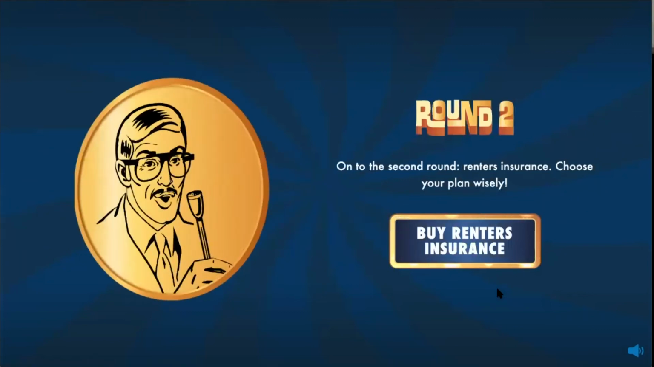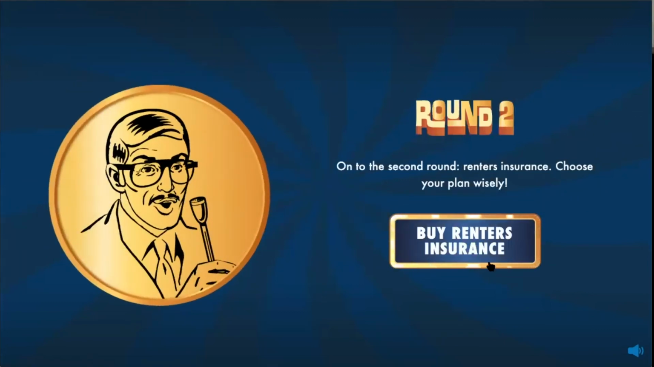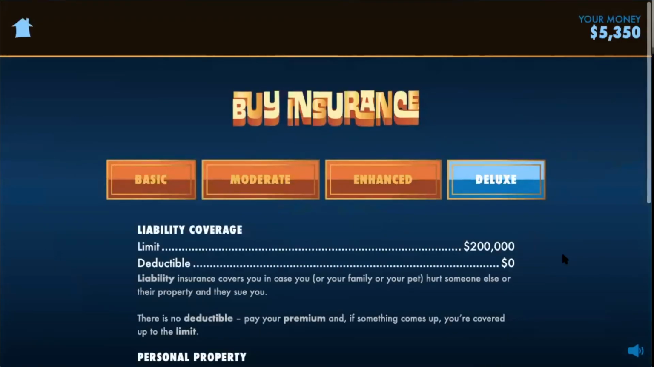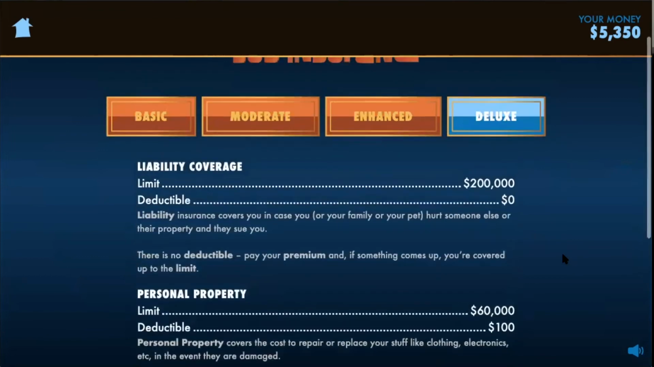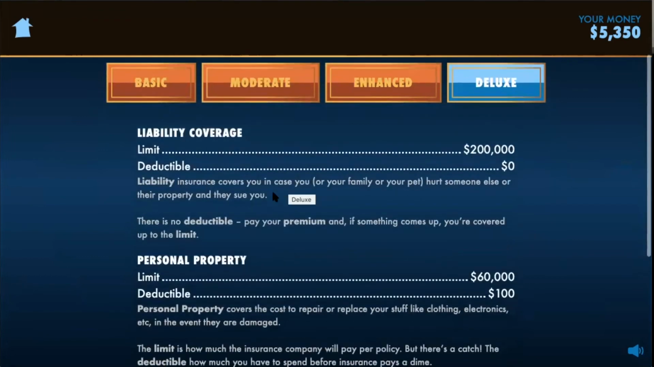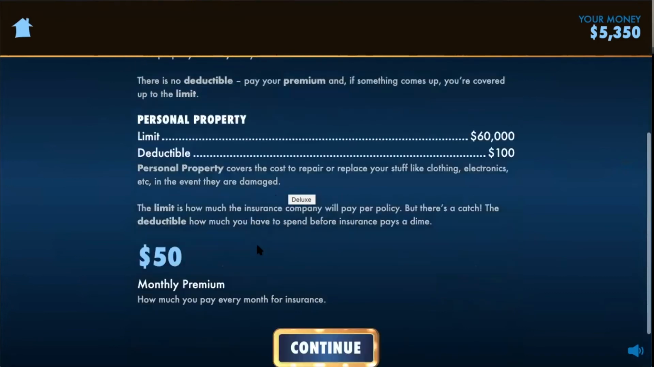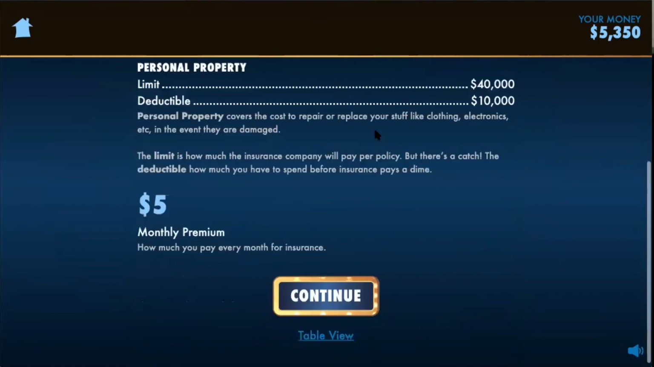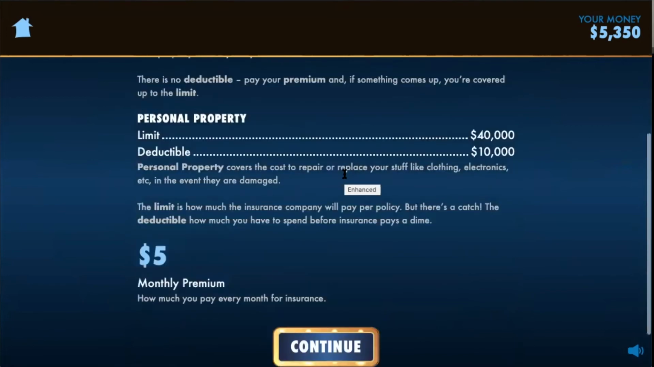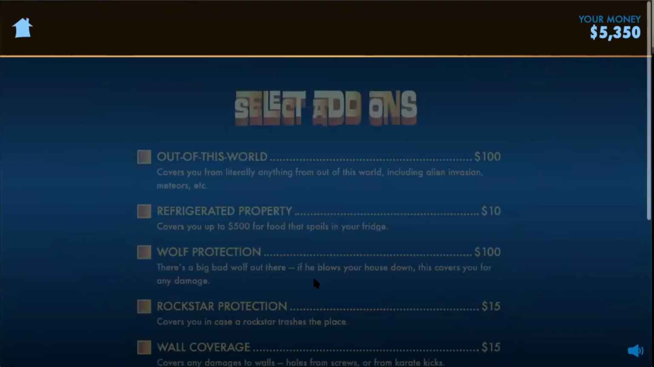Okay, on the second round, we are on renter's insurance. Choose your plan wisely. All right, so let's see. Okay, I'm just gonna go with the enhanced. I'm gonna look through this. We'll go over to enhanced on this one. Monthly premium is $5. That sounds good. All right, I'm gonna stick with that.